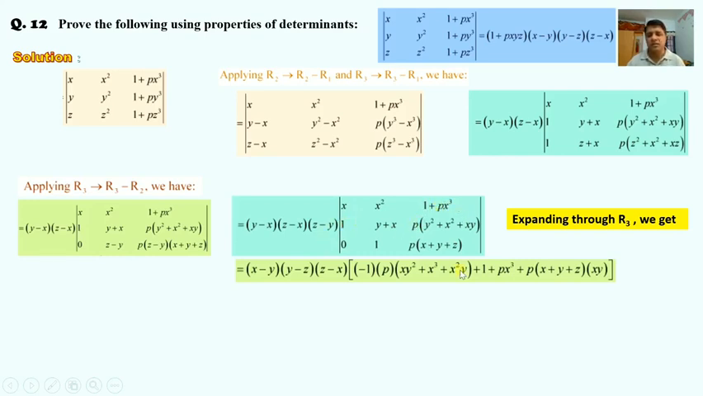So that is, now multiplying this 1 into 1 plus px cube negative time minus time 1 into 1 plus px cube, that will be here minus times 1 plus px cube, and because of this minus that went inside, so this minus and minus become plus, so plus 1 plus px cube.